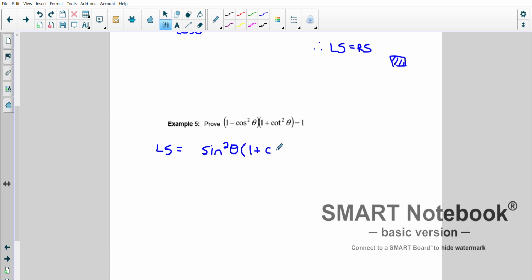Now, what can we do here? If I were to read this to you, this says sine squared theta times 1 plus cotangent squared theta. Well, all these things you've learned in the past, such as the distributive property, factoring, they're all in play. So again, I'm not sure this is going to work. I'm going to give this a try. I'm going to go ahead and do a distributive property.